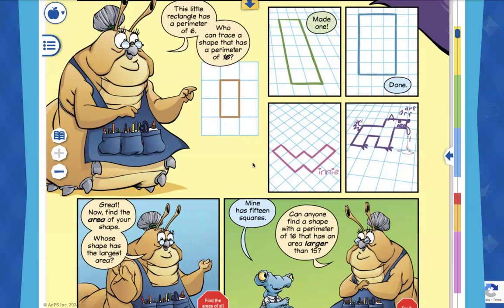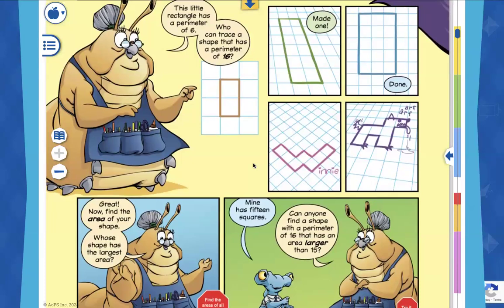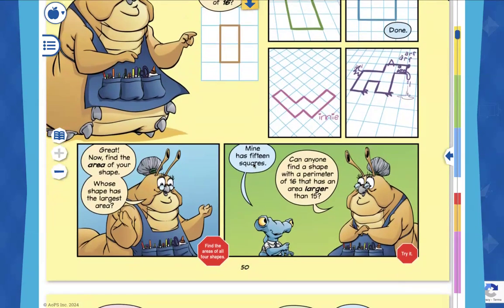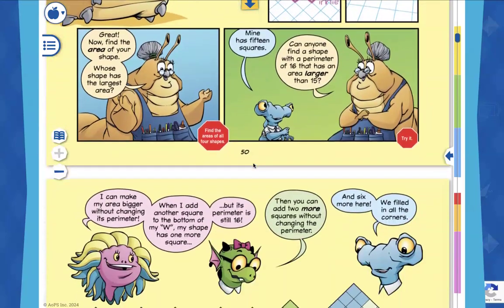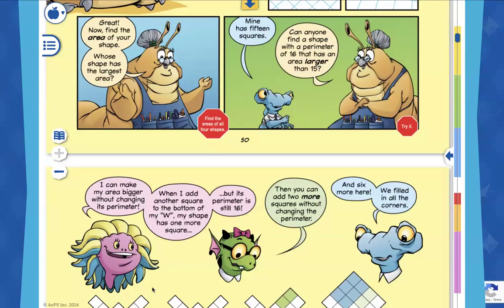Go ahead. Where's Priya? Can we go ahead? I already found the perimeter of all the squares. That's nice. Okay, let's see. Who was it? Just 1 second, guys.